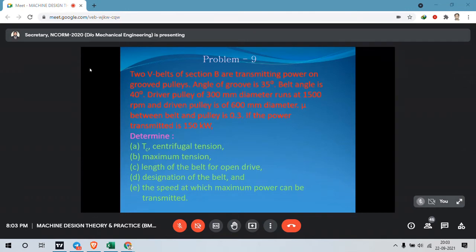Mu, the coefficient of friction between the belt and the pulley, is 0.3. The power transmitted is 150 kilowatt. You are supposed to determine the centrifugal tension, maximum tension, length of the belt for the open drive, designation for the belt, and the speed at which the maximum power can be transmitted. So these are some of the points.